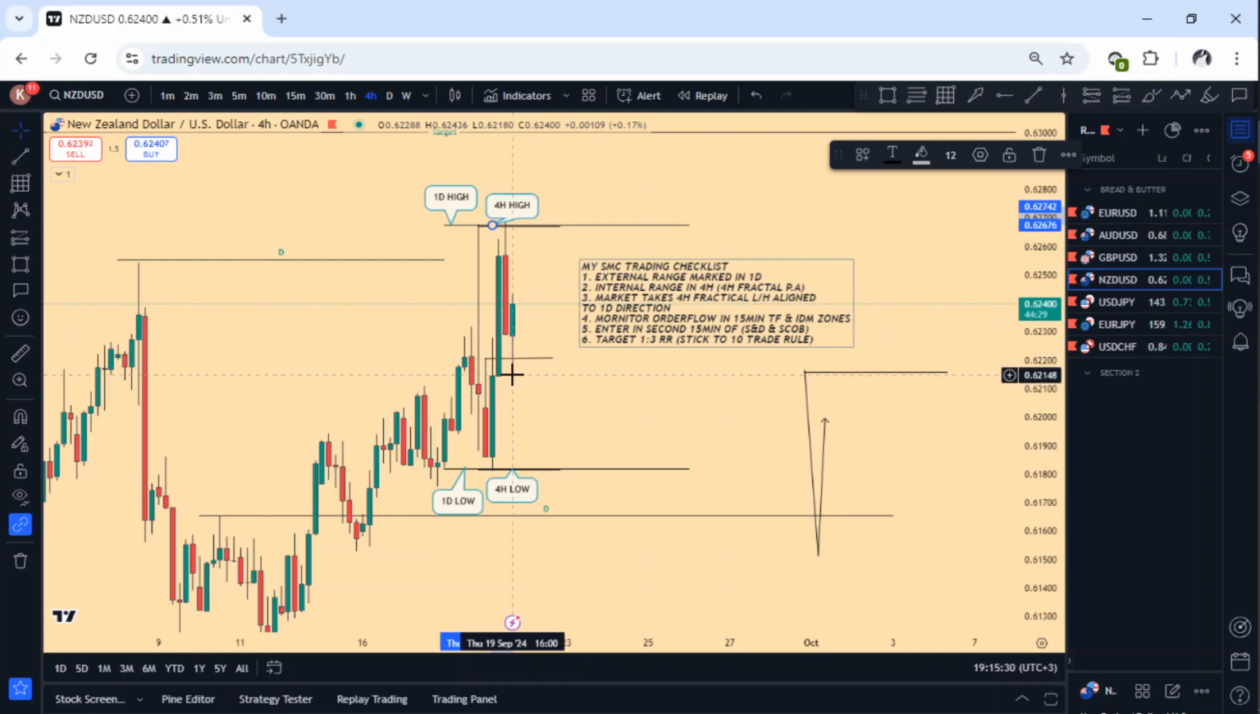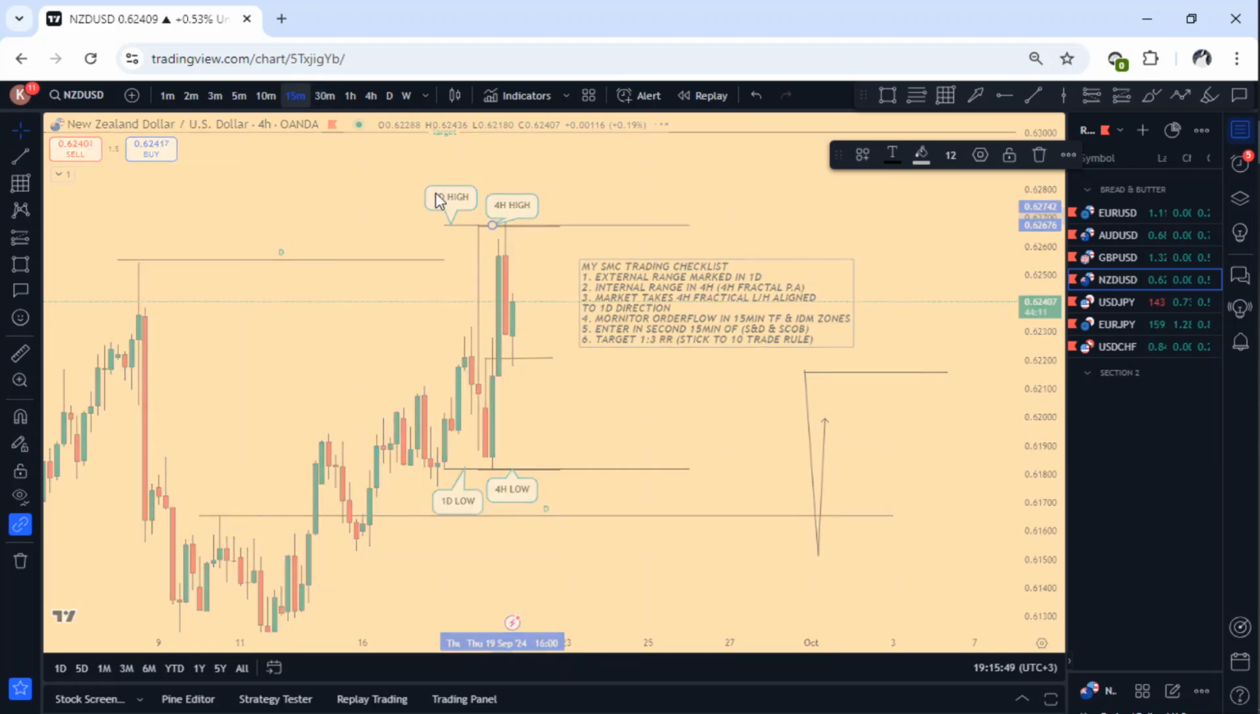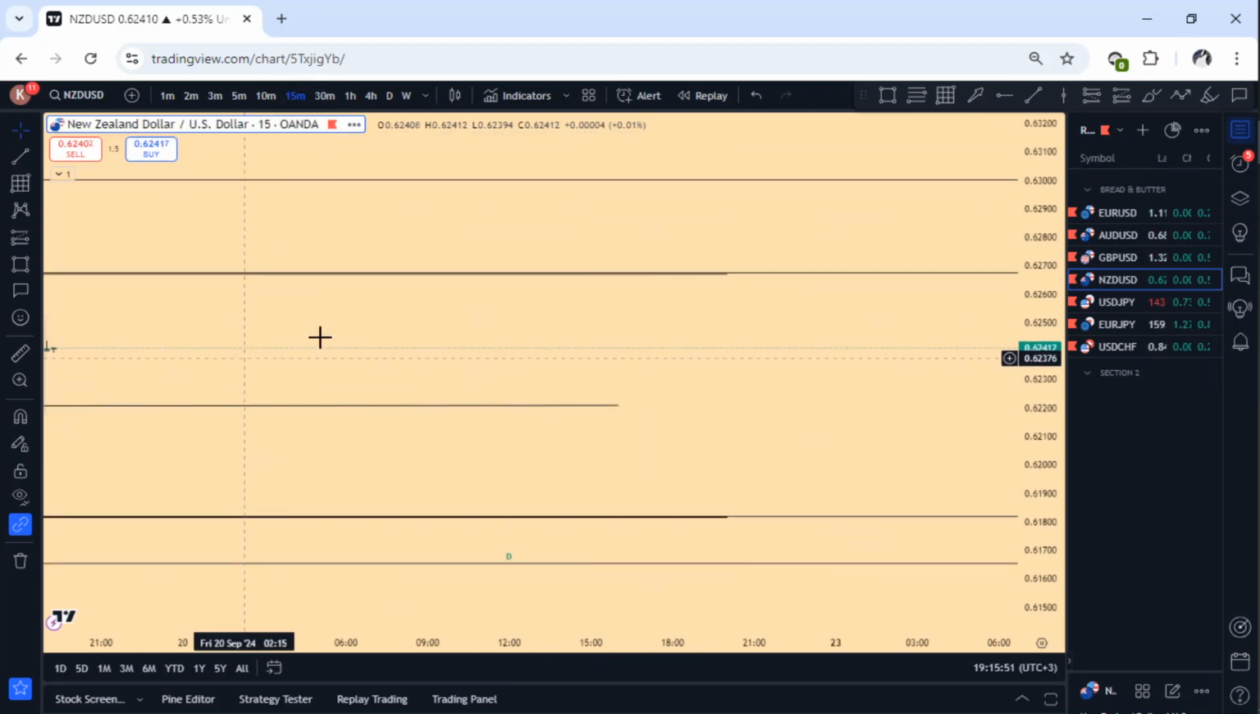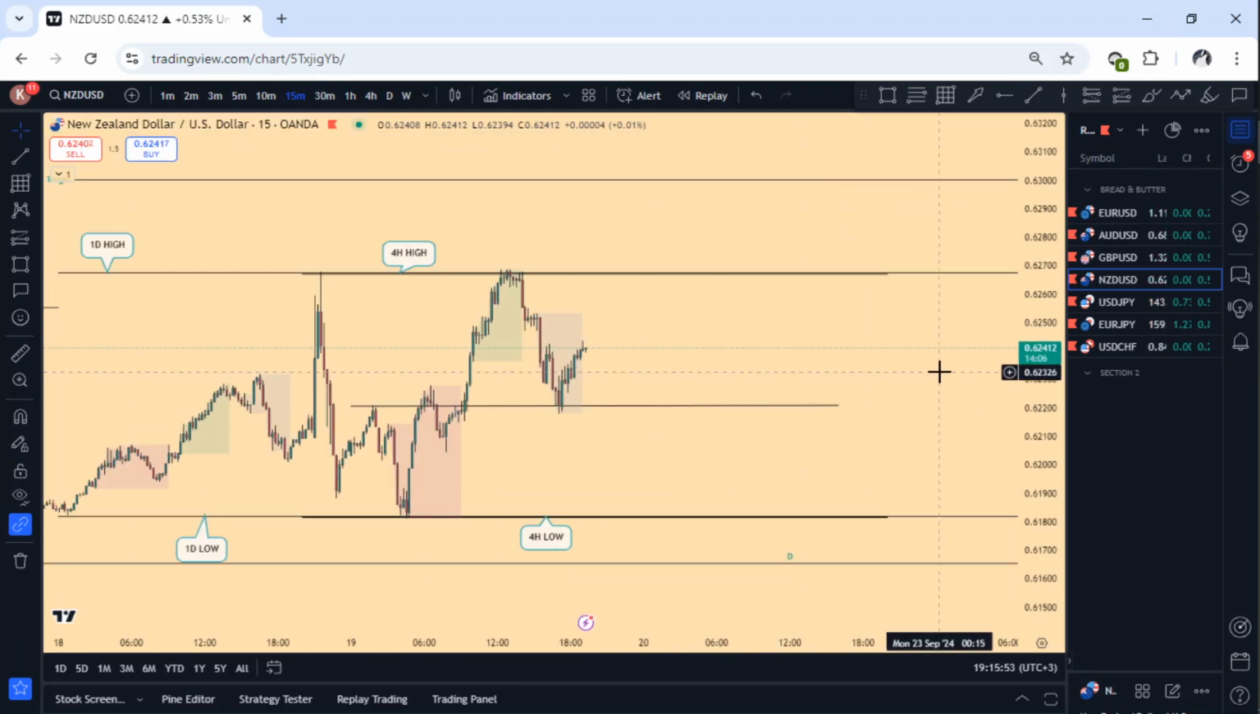So these are just pullbacks to take more liquidity, because these initiation legs also have liquidity points, and that is why we are not scared by this, because of the next thing we wait for. We monitor order flow in 15 minutes time frame and IDM zones. Now, where is my checklist? We are almost done.